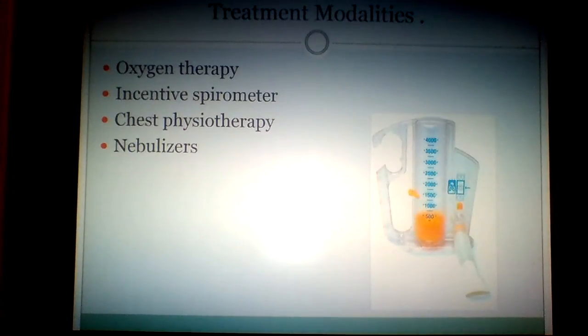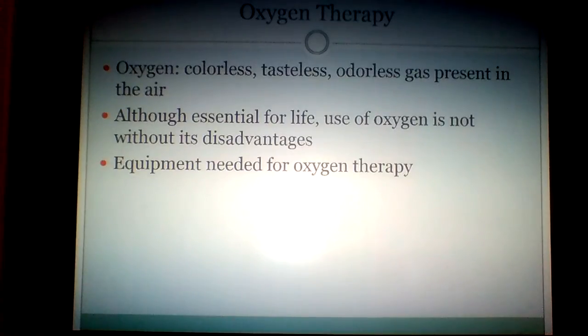So here we go with treatment modalities. We're going to talk about oxygen therapy, the incentive spirometer, chest physiotherapy, and nebulizers. These are the things we do to make our patients feel better. I know you guys know everything about oxygen. I'm just going to do a small review because I like talking. How about that? So oxygen, as you know, is a medication.